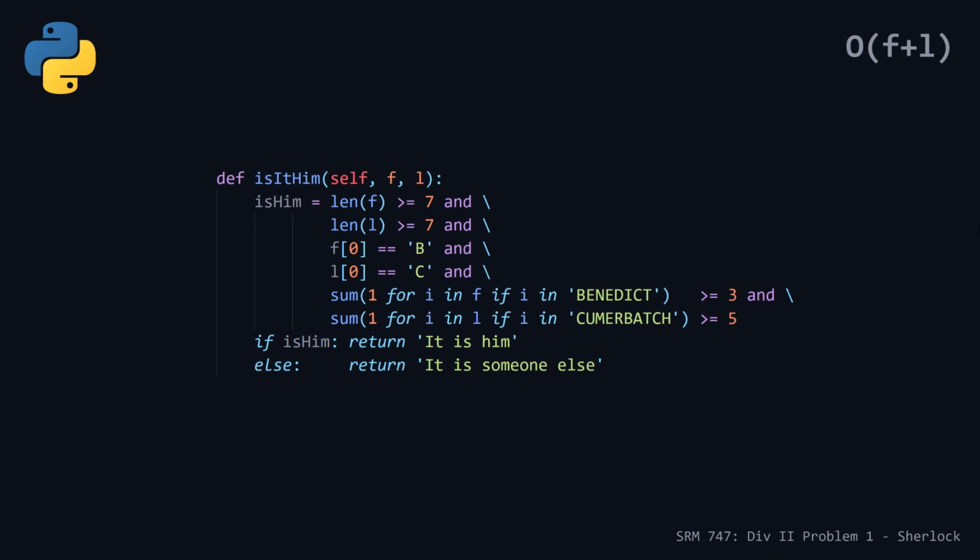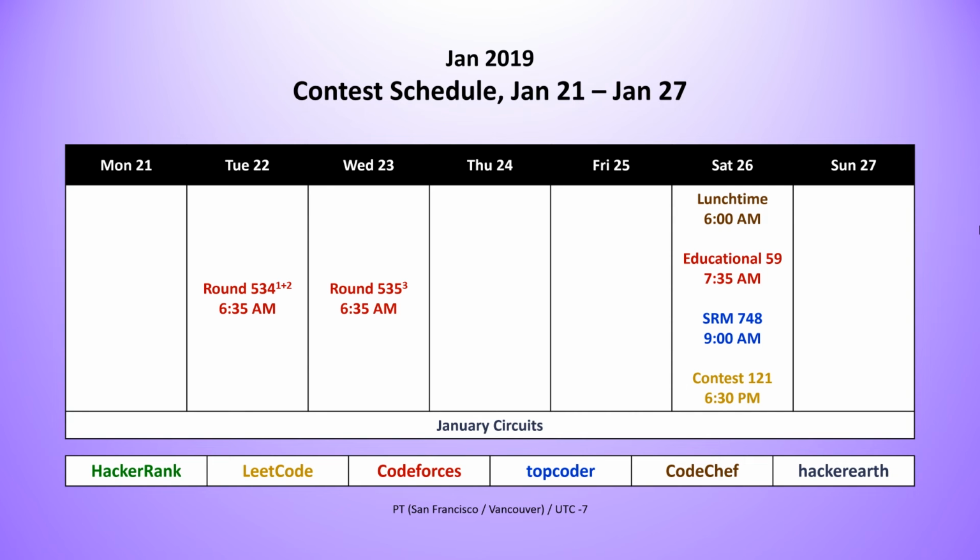Taking a look at the contests happening next week, we have 6 of them. We have 3 contests from Codeforces, round 534 for Division 1 and 2 on Tuesday. On the next day, on Wednesday, we have round 535 for Division 3. And then on Saturday, we have Educational 59. And as well, we also have 3 other contests on Saturday, making a grand total of 4 contests, which is the first time in the just over a year that I've been covering these schedules that we've had 4 contests on the same day.